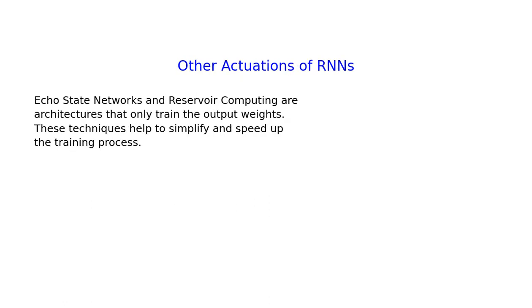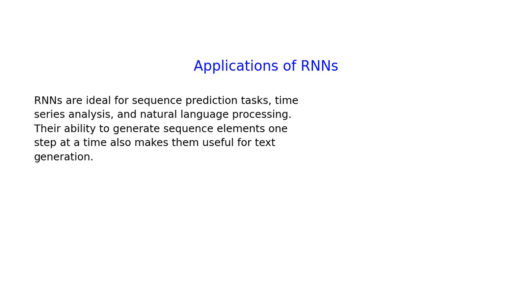Echo state networks and reservoir computing are architectures that only train the output weights. These techniques help to simplify and speed up the training process. RNNs are ideal for sequence prediction tasks, time series analysis, and natural language processing. Their ability to generate sequence elements one step at a time also makes them useful for text generation.